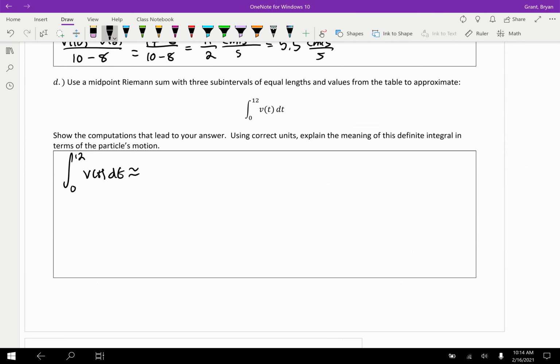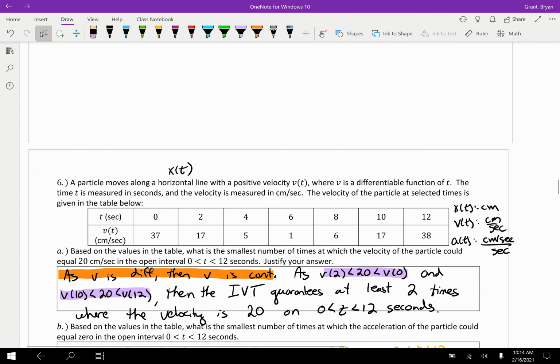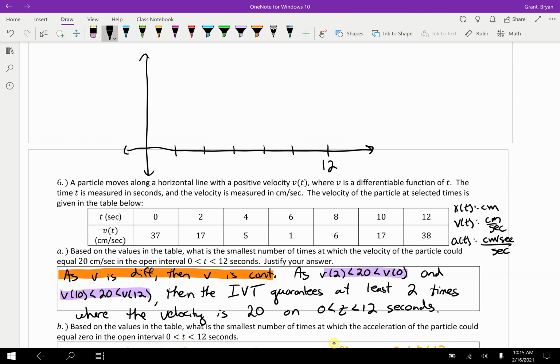Graph-wise, I'm going to actually do it up above so I can see all the values here. You can do this on your paper, probably in the box at the bottom. I think you'll have enough room. So let's take a look. 2, 4, we have to go all the way up to 12. So 2, 4, 6, 8, 10, 12. Good enough there. Put 12 just so I don't forget. And this is in seconds.